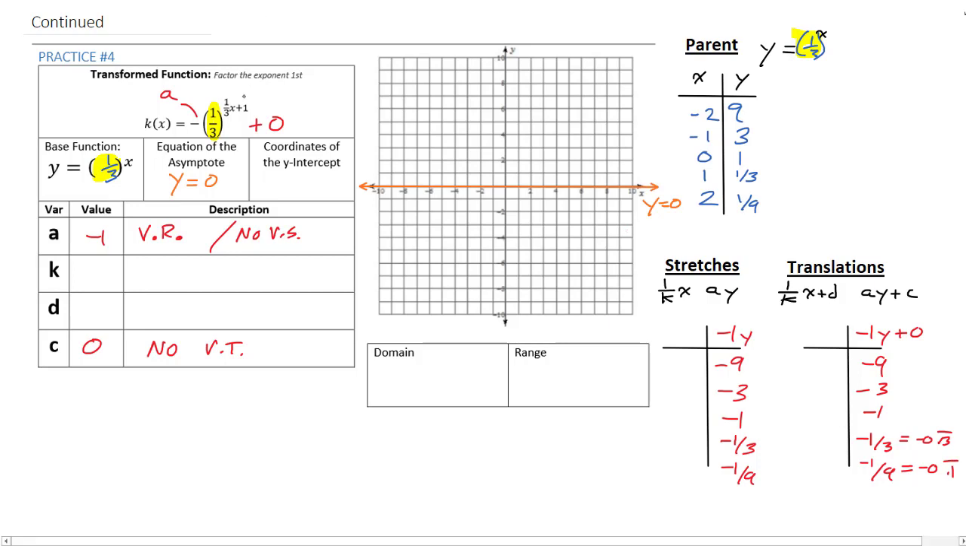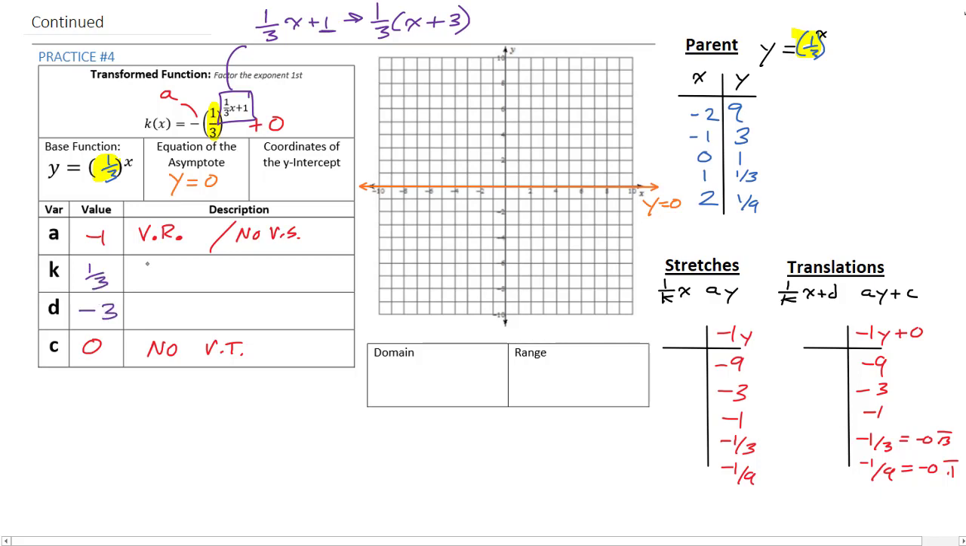And let's be careful with the x's. I want to review one more time: what do we do when we have a fraction we're factoring out? Because right now it says 1/3 x plus 1. Well, when you factor out that 1/3, what are you left with? It's not x plus 0.3, it's x plus 3, because 1/3 times 3 is 1. So that means k is 1/3 and d is -3.